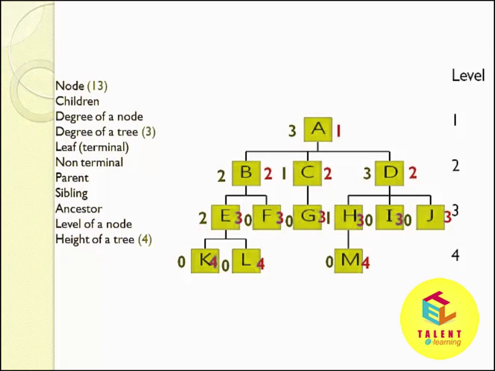Level of a node. As we move on from root to the leaf node, we have levels. As we can see in the diagram, A is at level 1, B, C and D are at level 2, E, F, G, H, I and J are at level 3, K, L and M are at level 4. Here the height of tree is 4.